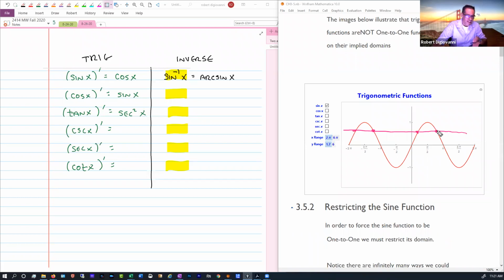But I'm saying it does over here on the left. I'm saying, hey, yeah, it does have an inverse. Well, the reason is because we have to restrict the domain. And we do that in pre-cal, right? In pre-cal, we restrict the domain.